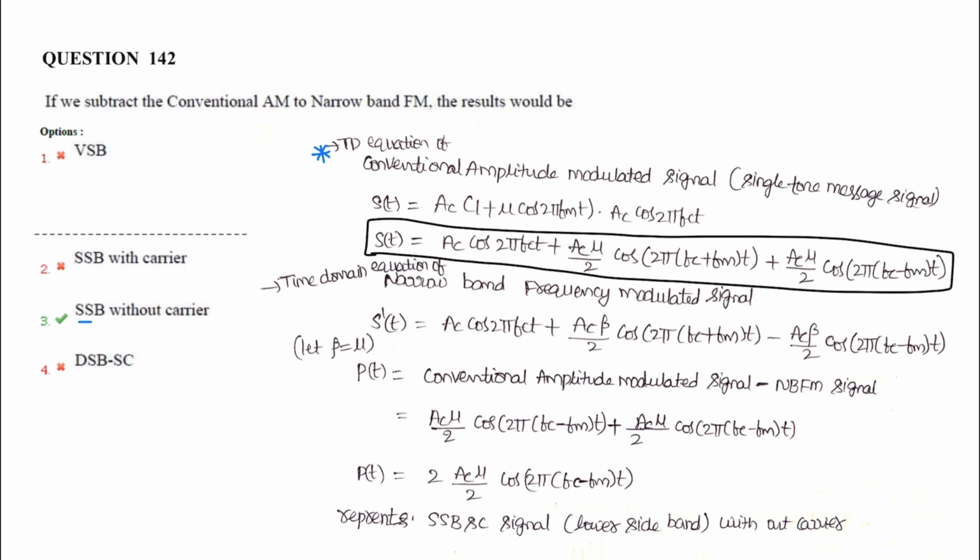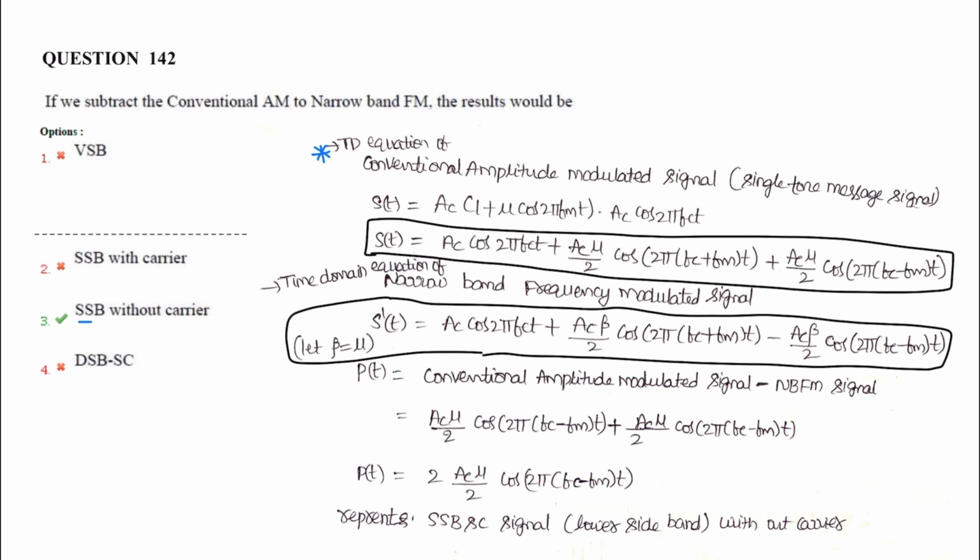This is expression 1. Similarly, the time domain equation of the narrowband frequency modulated signal, let it be s'(t), is Ac cos 2 pi fc t + (Ac beta/2) cos 2 pi (fc + fm)t - (Ac beta/2) cos 2 pi (fc - fm)t. Now let us assume beta is the same as mu. Beta is the modulation index in frequency modulation. Mu is the modulation index in amplitude modulation.